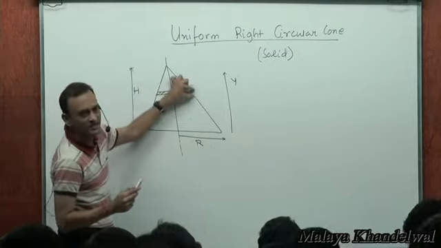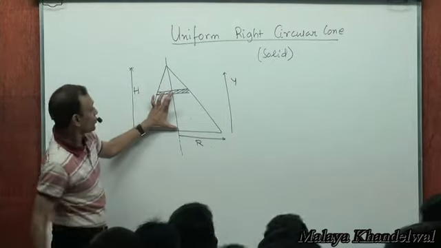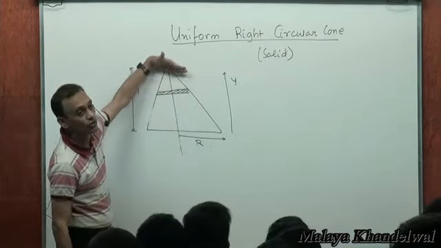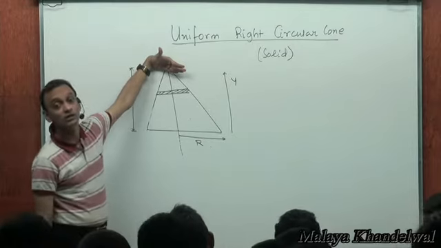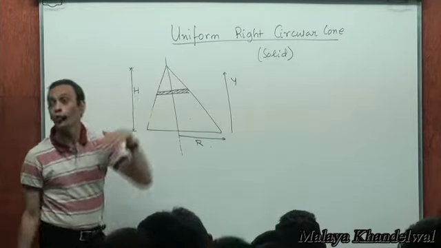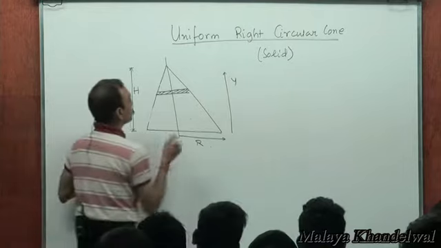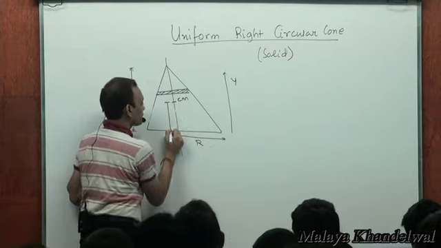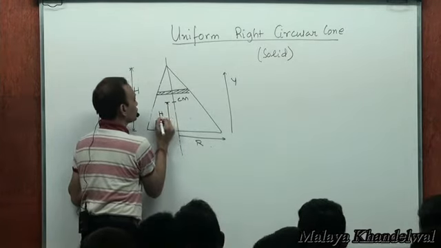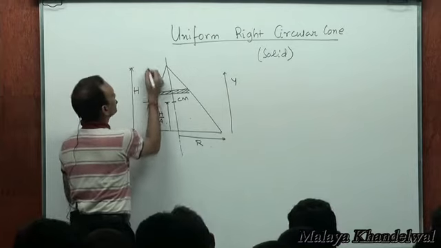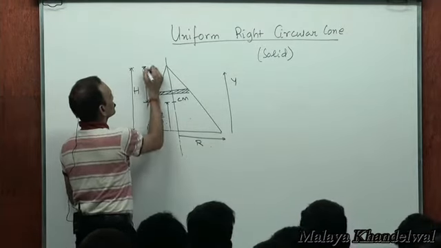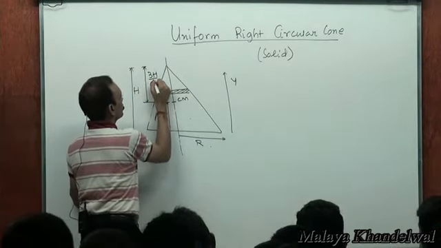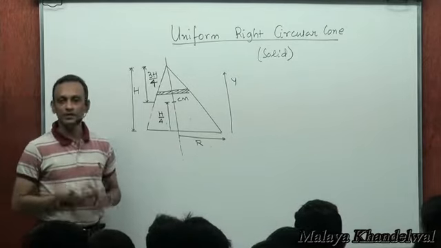If I take all these elements, mass of this element into the y of its center of mass, and I do that for all elements by varying y from 0 all the way to h, and divide by the total mass, I'm going to get the y of the center of mass of this right circular cone. Let me just give you the result here. The center of mass is h by 4 from the bottom and 3h by 4 therefore from the apex. H by 4 from the bottom.